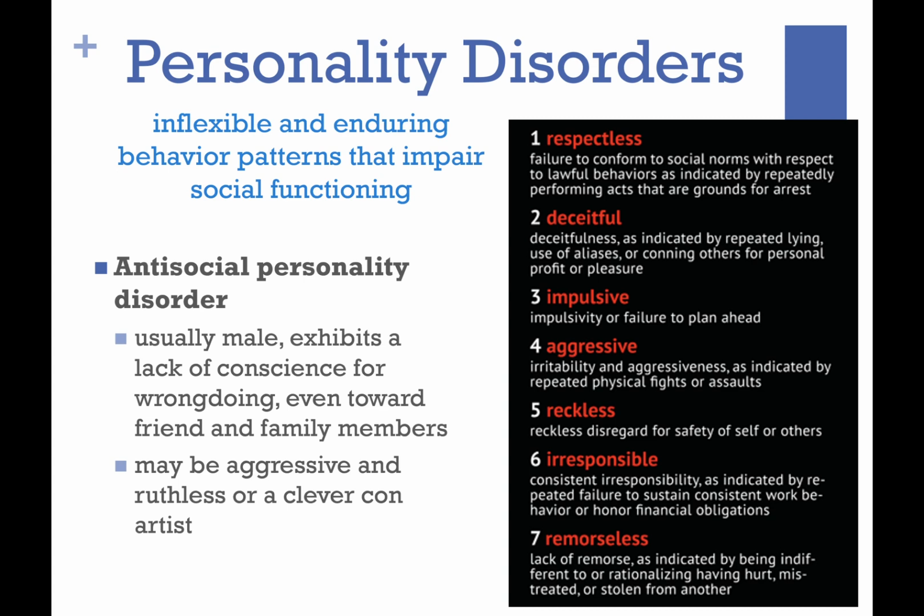So you can see that list there on the right of the screen. It says reckless disregard, failure to conform to social norms with respect to lawful behaviors, as indicated by repeatedly performing acts that are grounds for arrest. That is one criteria for antisocial personality disorder. Being deceitful, as indicated by repeated lying, uses of aliases, or conning others for personal profit or pleasure. Being impulsive, that is something that's somewhat unique to people with antisocial disorder that may not necessarily exist in narcissism, is the impulsivity. Also the aggression. Aggression is a very strong symptom and red flag in someone who may potentially be antisocial.